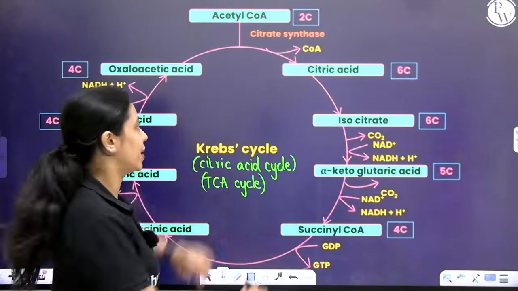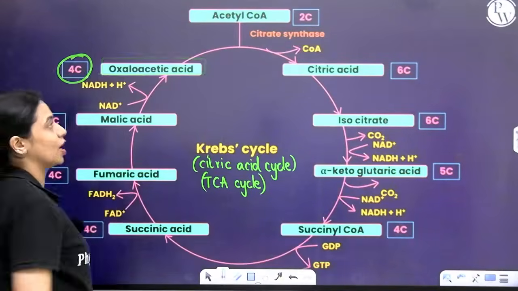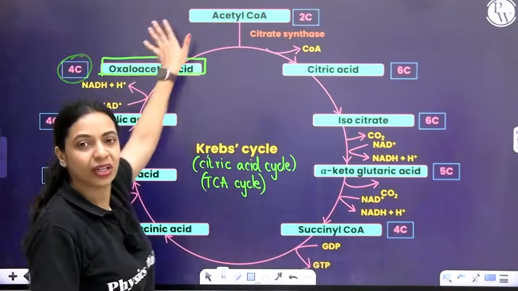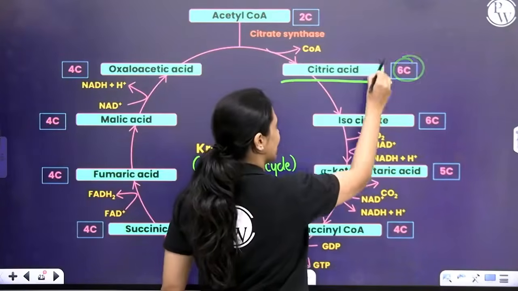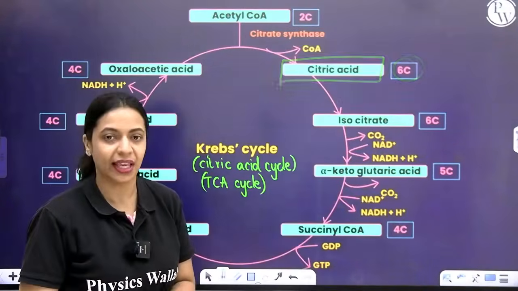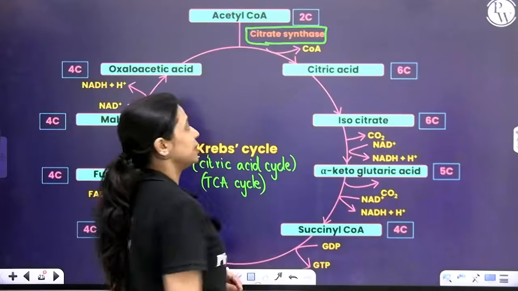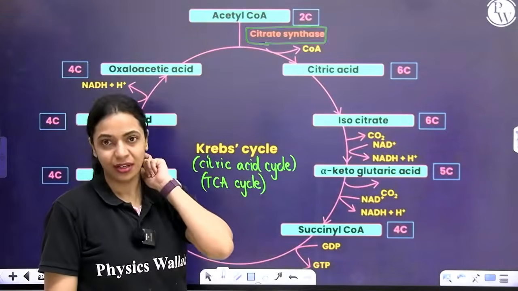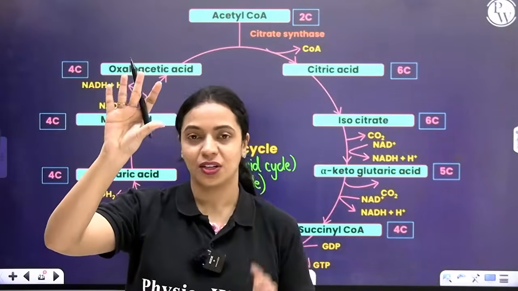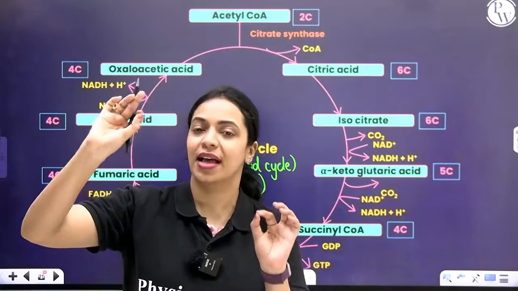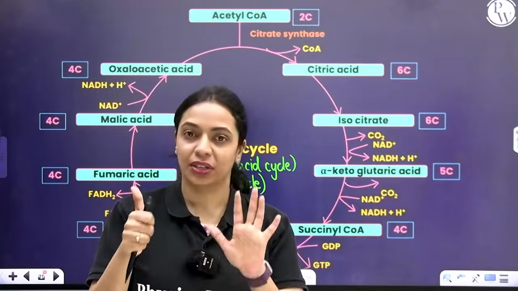So this acetyl-CoA containing 2 carbons will react with oxaloacetic acid that contains 4 carbons. 2 carbon plus 4 carbon will give us a 6 carbon organic acid called citric acid. Now for the formation of citric acid, you require an enzyme called citrate synthase. This enzyme catalyzes the first step in Krebs cycle. What is happening? Acetyl-CoA, which we got from the previous step, the link reaction, undergoes condensation reaction with oxaloacetic acid, which contains 4 carbons, and it forms citric acid, which contains 6 carbons.